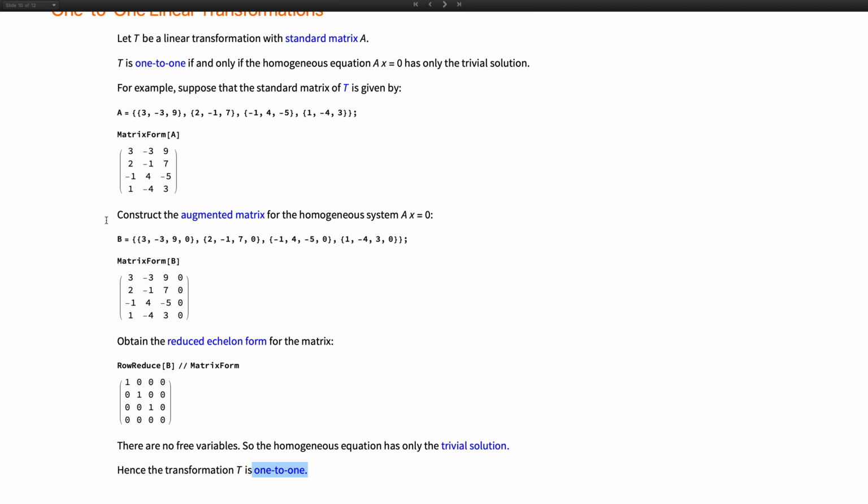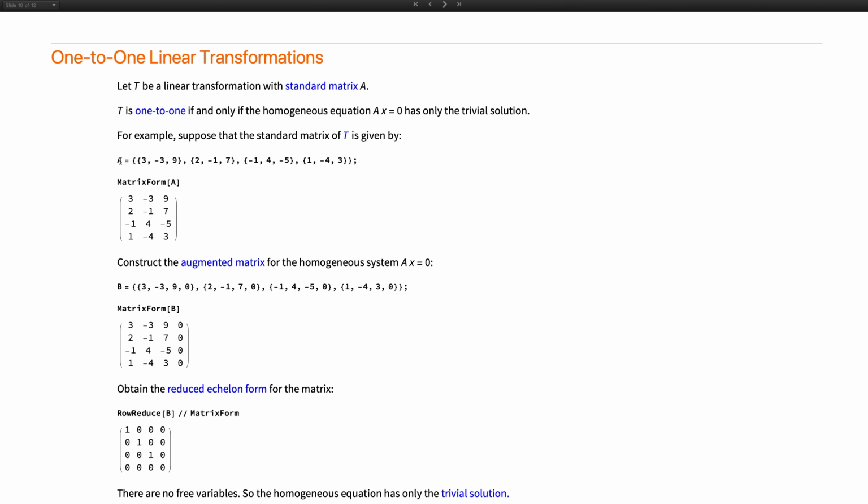So checking if a linear transformation is one-to-one is much simpler than for a general function because you actually only have to solve a matrix equation, namely the equation Ax = 0.